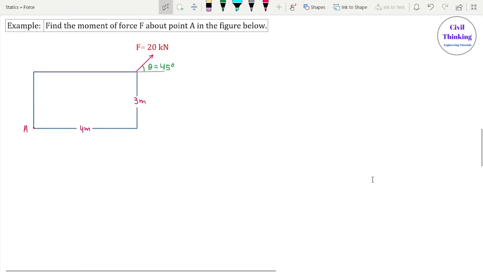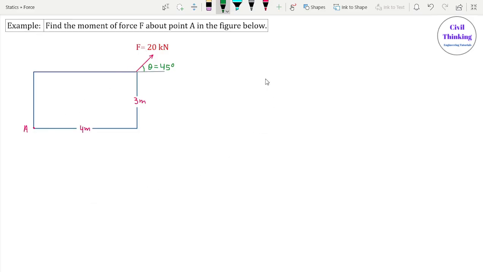Now here is the same problem. Find the moment of force F about point A in the figure. As you can see, the red color is a force. This is a rectangular body. The breadth of this rectangle is 3 meters and the length is 4 meters. This is force F, which is 20 kilonewton, inclined at an angle of 45 degrees with the horizontal, or you can say the x-axis. We have to find the moment of this force about A, right?